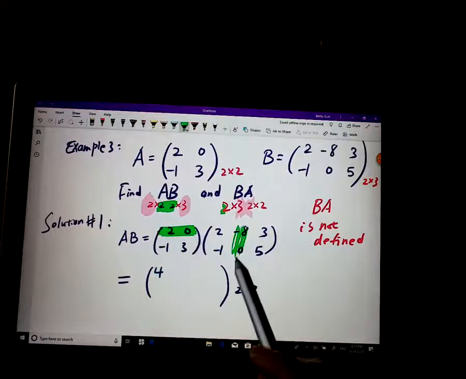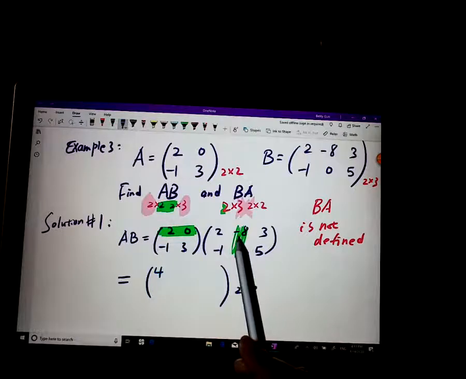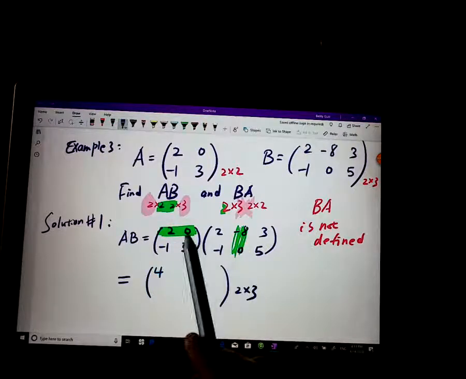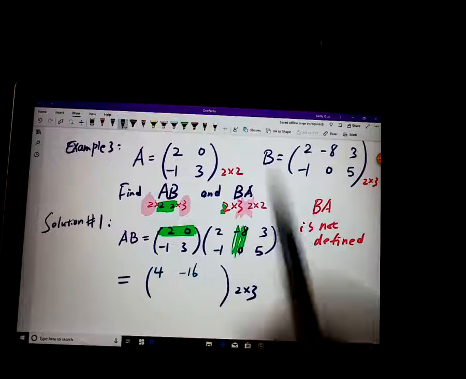Row 1, column 2. We do the same thing. 2 times -8, -16. 0 times 0, 0. So -16. Row 2, column 2. So after this problem, I think you should be able to understand the method.